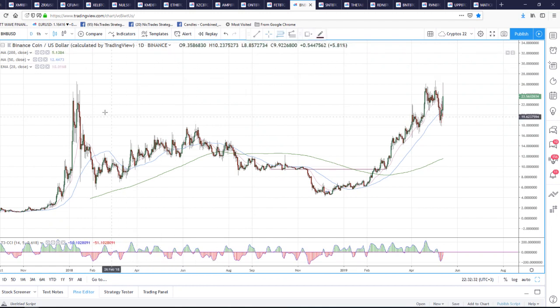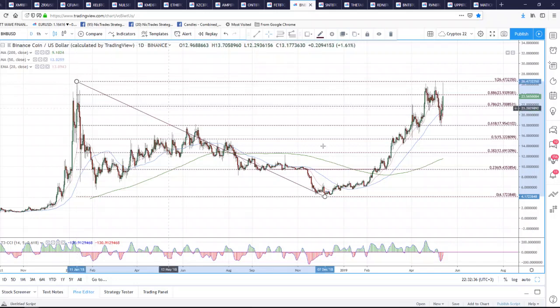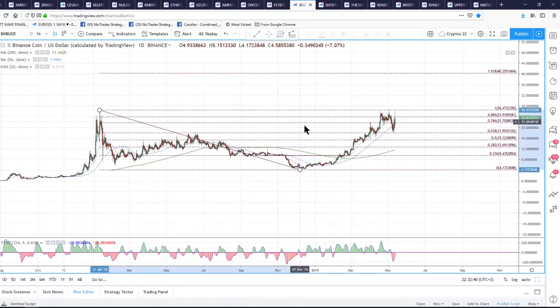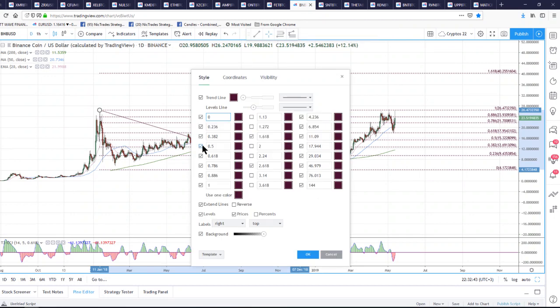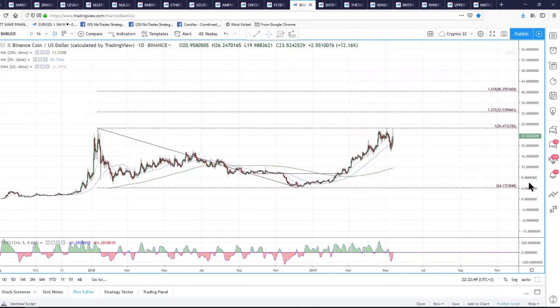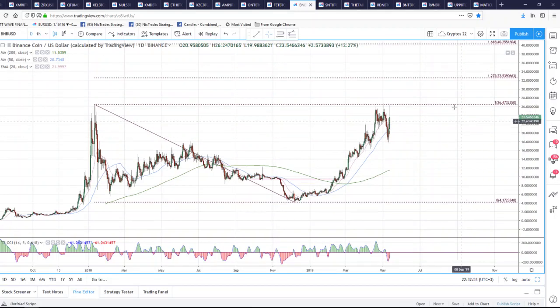And where are we going to target? Whenever I see a pattern like this, I put my fibs from this high to this low, and we're looking for 1.618 of this. That's our target. So if we break to new highs, I'll mark the 1272 because it's quite often resistance, but that's where our target is, 40.25 and 32.5 resistance for BNB.